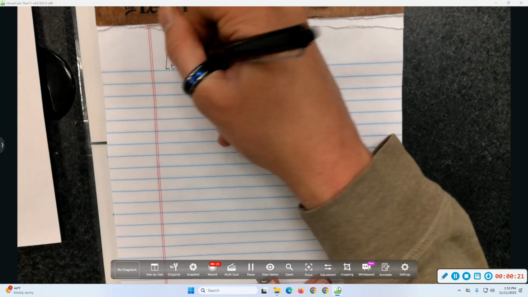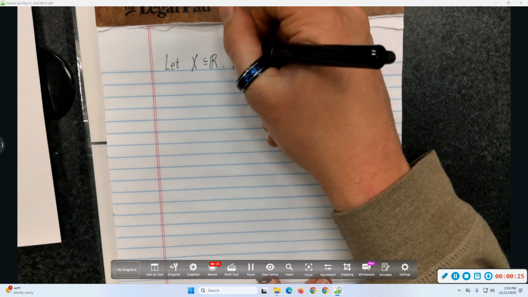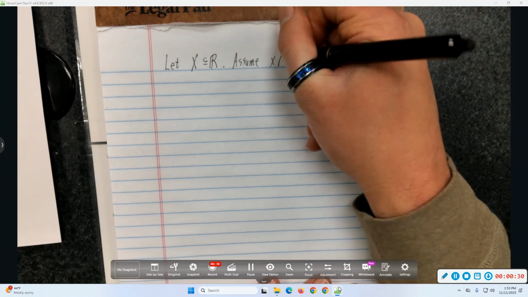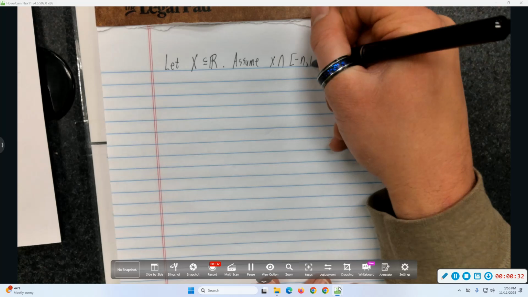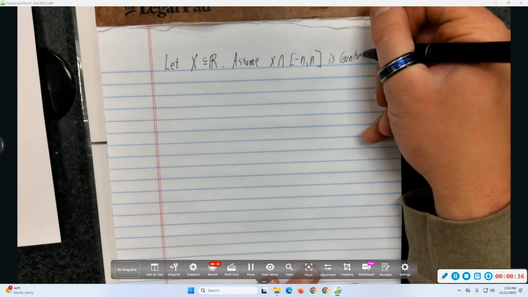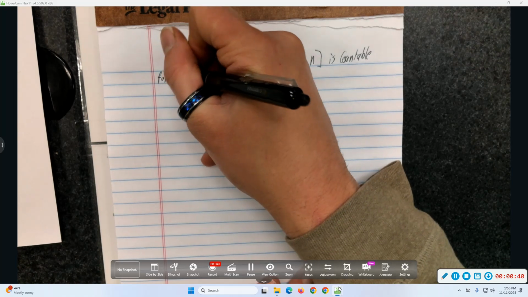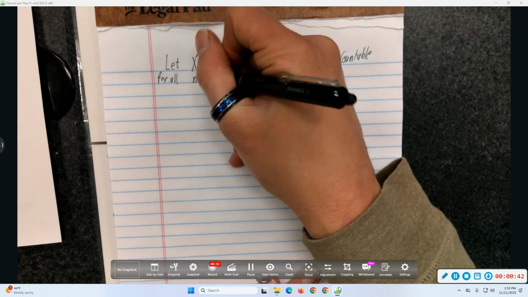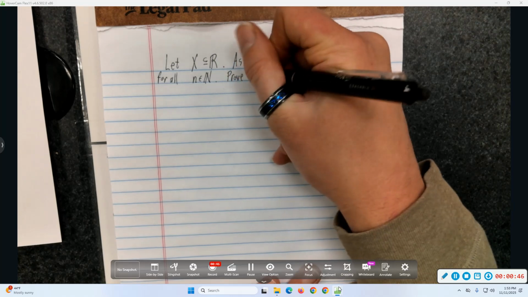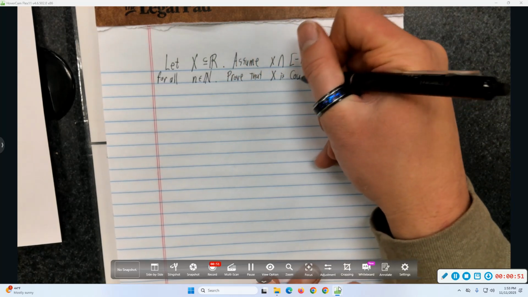Let X be a subset of the real line. Let's assume X intersect [-n, n] is countable for all n in N. And let's prove that X is countable.